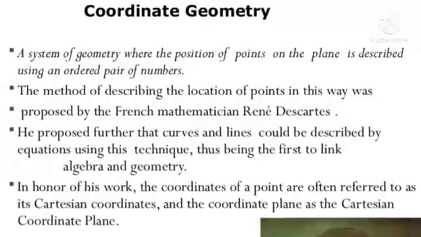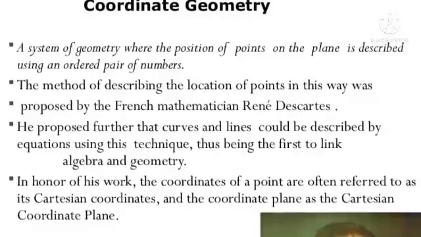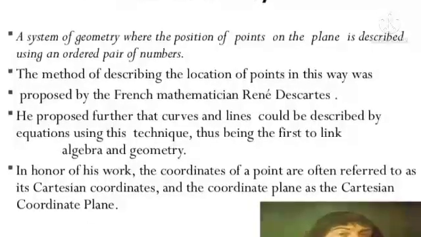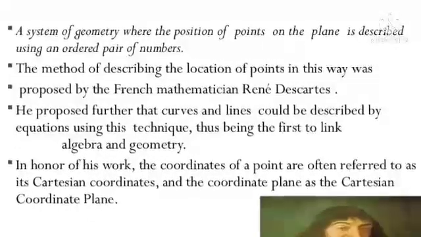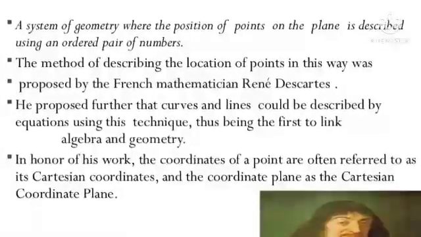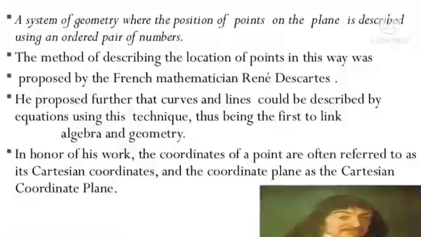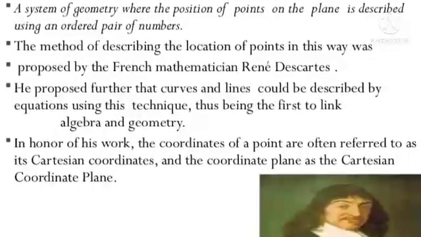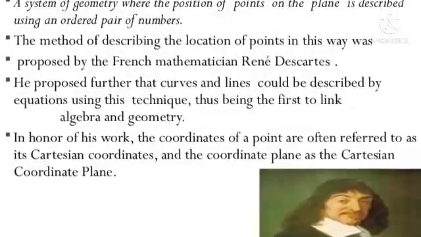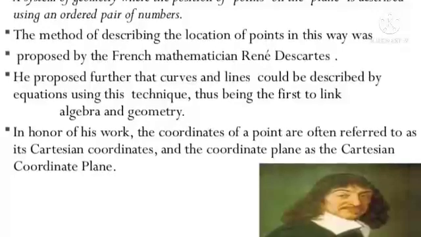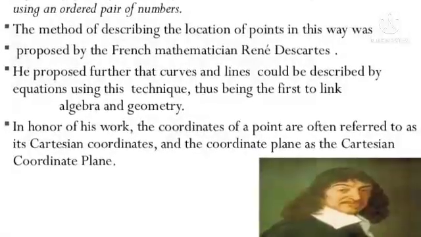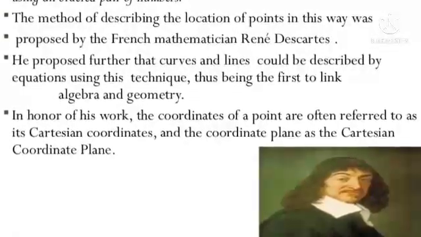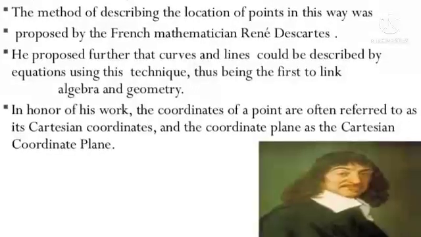A system of geometry where the position of points on the plane is described using an ordered pair of numbers is coordinate geometry. The method of describing the location of points in this way was proposed by the French mathematician René Descartes. He proposed further that curves and lines could be described by equations using this technique, thus being the first to link algebra and geometry. In honor of this work, the coordinates of a point are referred to as its Cartesian coordinates, and the coordinate plane as the Cartesian coordinate plane.